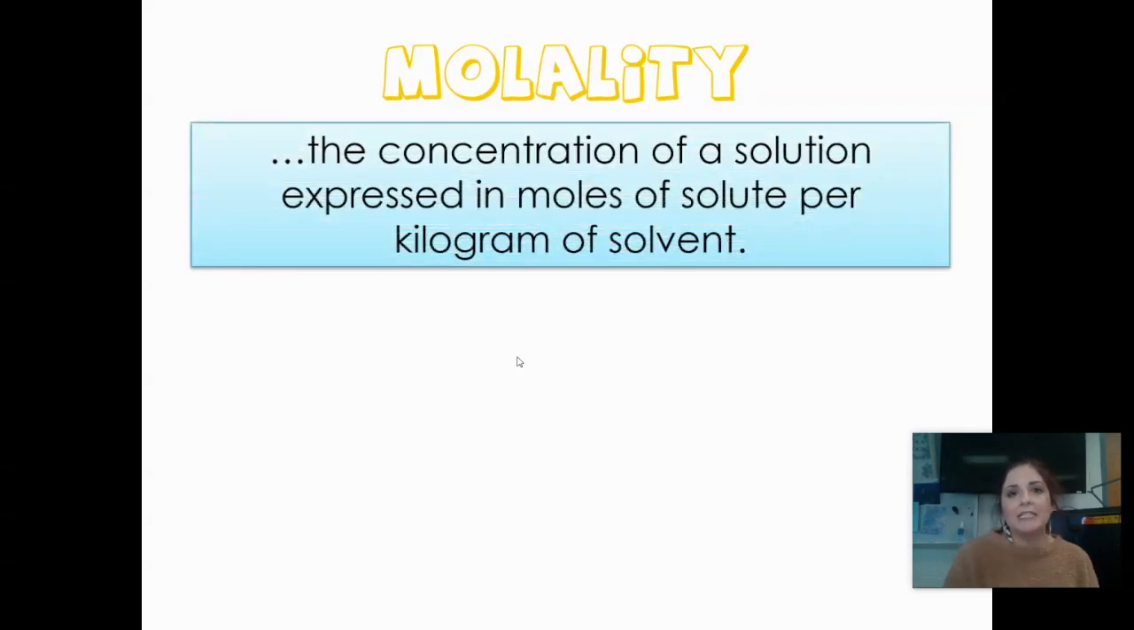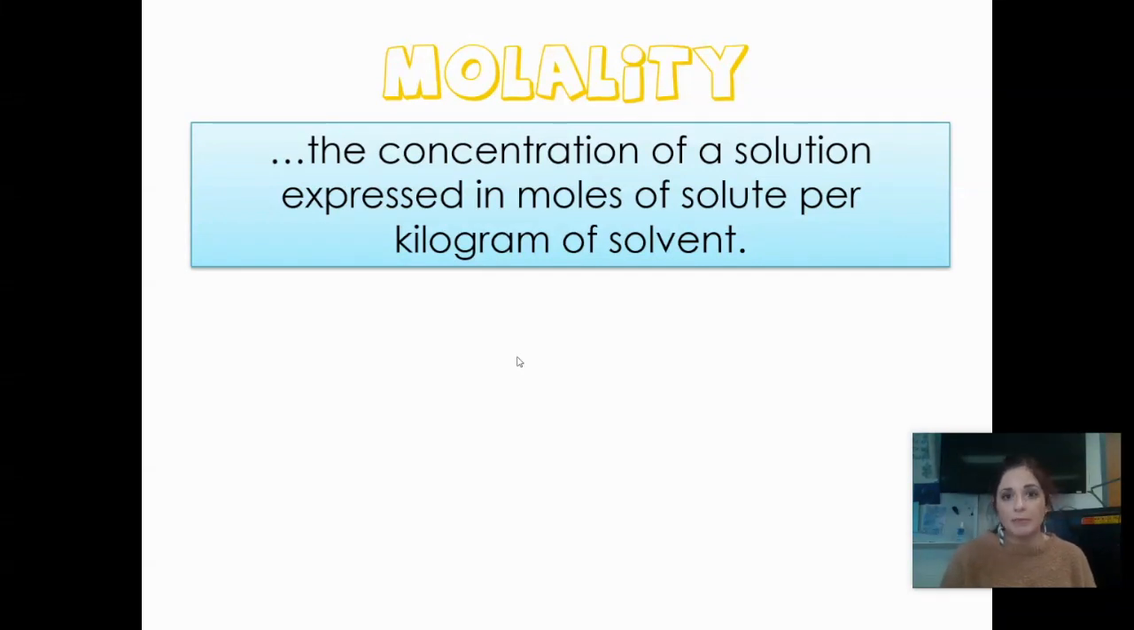Let's talk about the second way we can express concentration in chemistry, and that is by measuring the molality of a solution. So we have molarity, which is the most common form of expressing concentration. However, as you're going to see later, as we progress a little bit more into colligative properties, another useful way of expressing concentration is by looking at the molality of a solution. And the molality is the concentration of a solution that's expressed in moles of solute per kilogram of solvent.